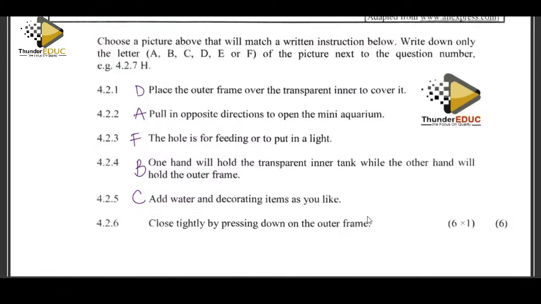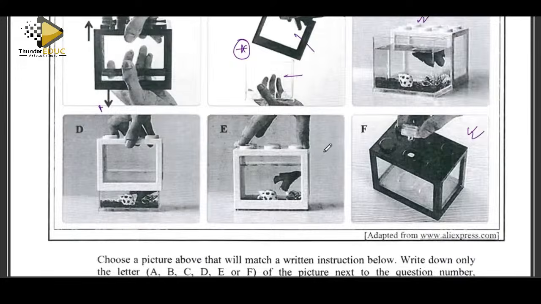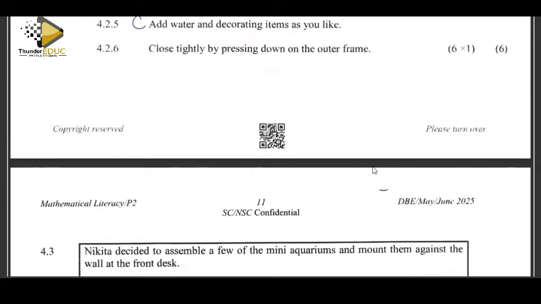Tightly and by pressing down on the outer frame. There's this. There's also this one here. This one, it could be the best. Right? E is the answer there.